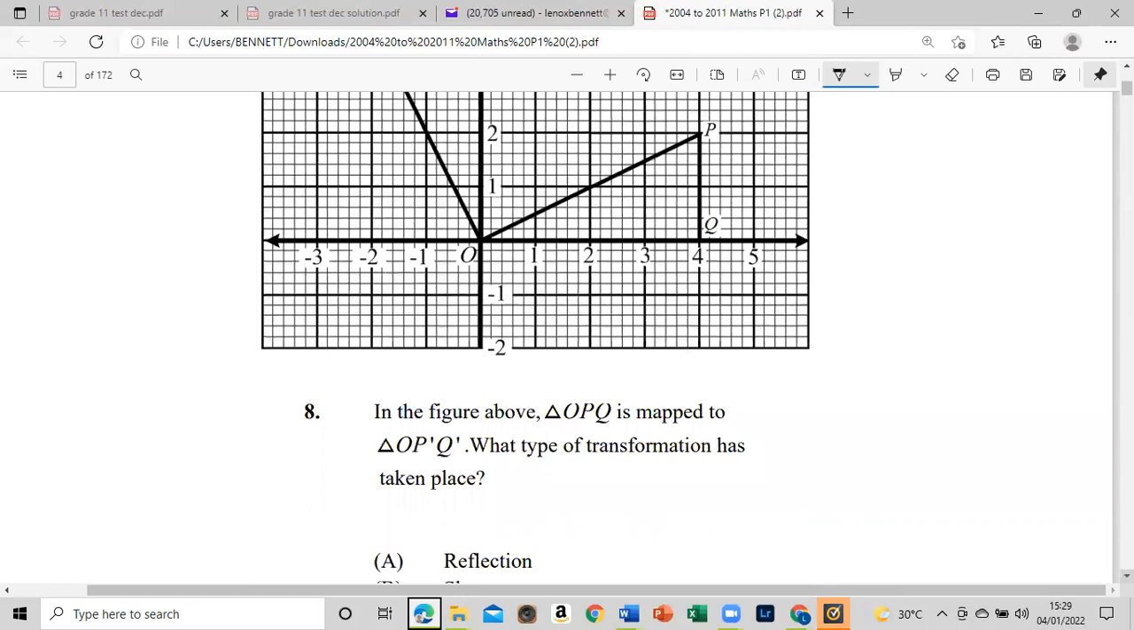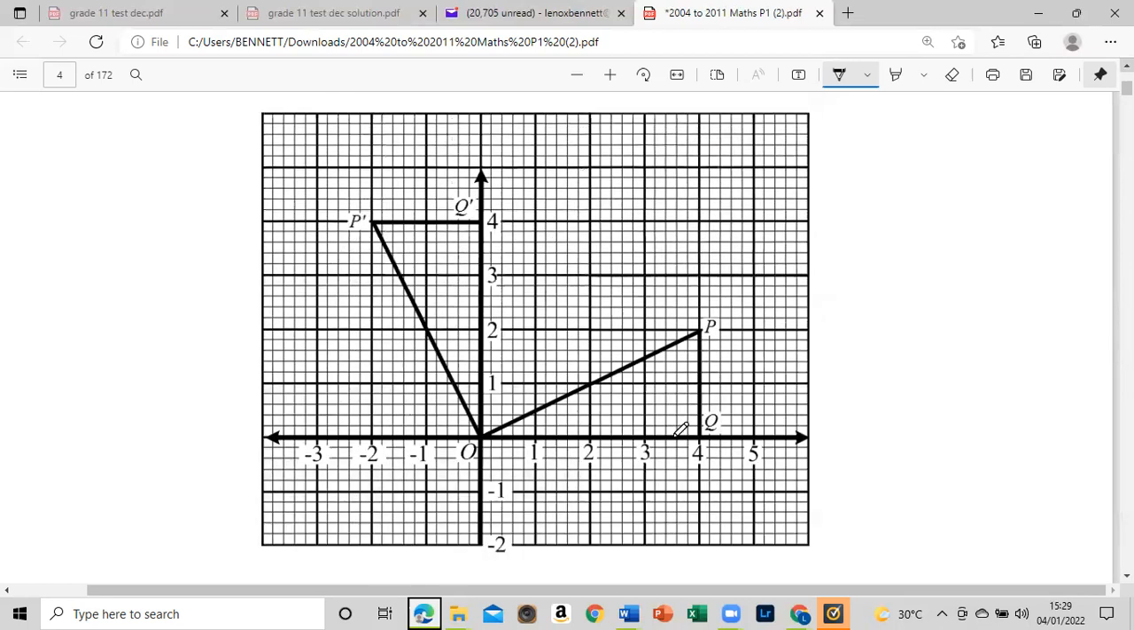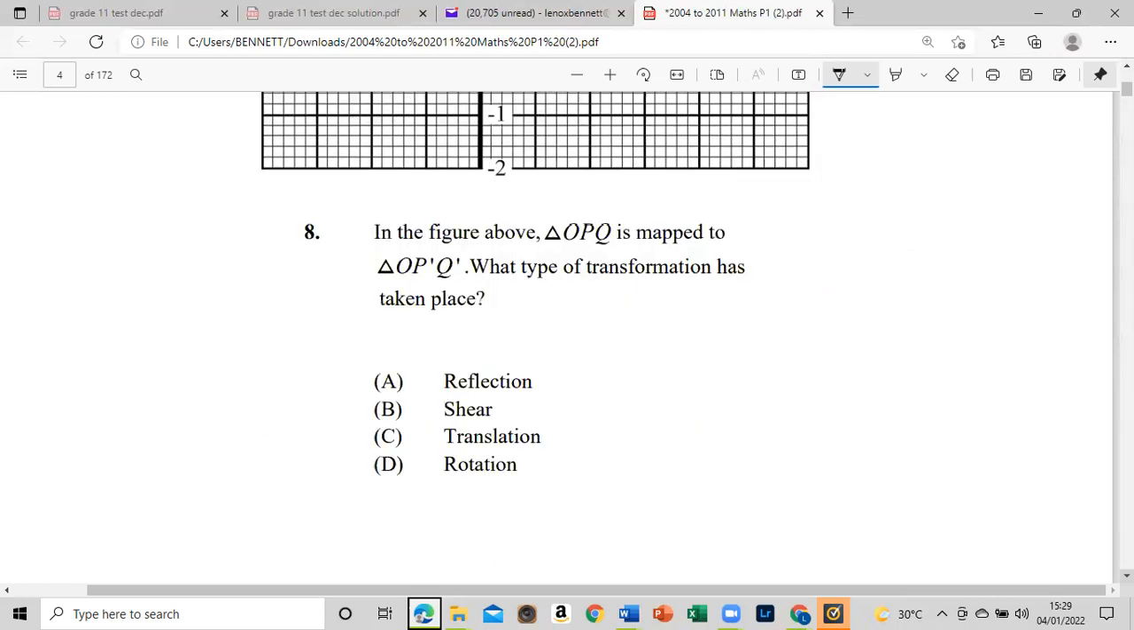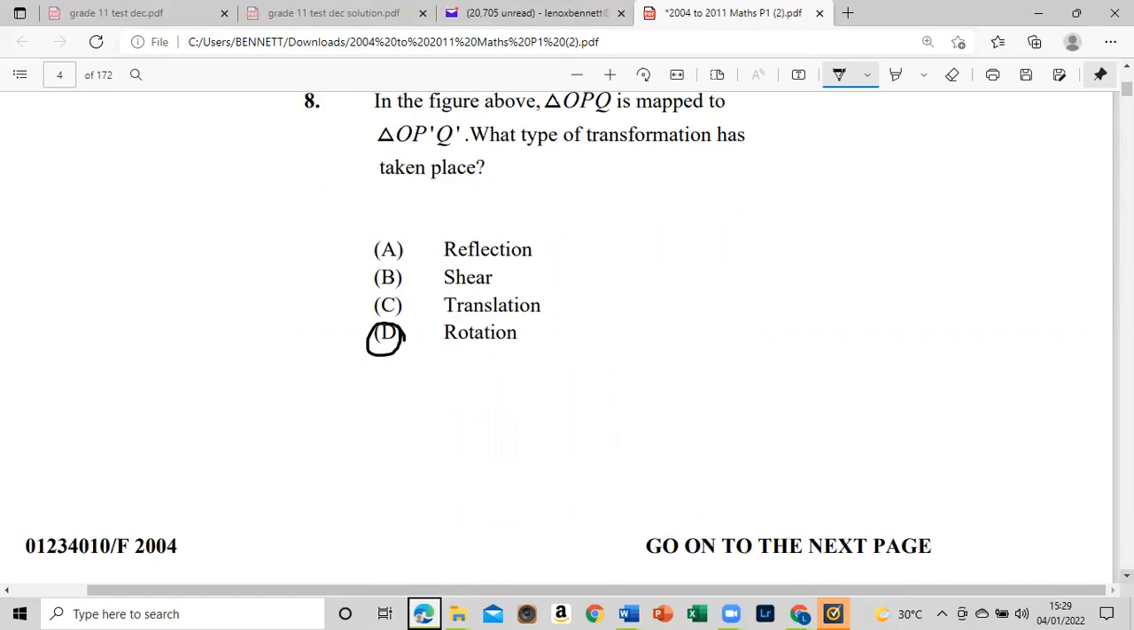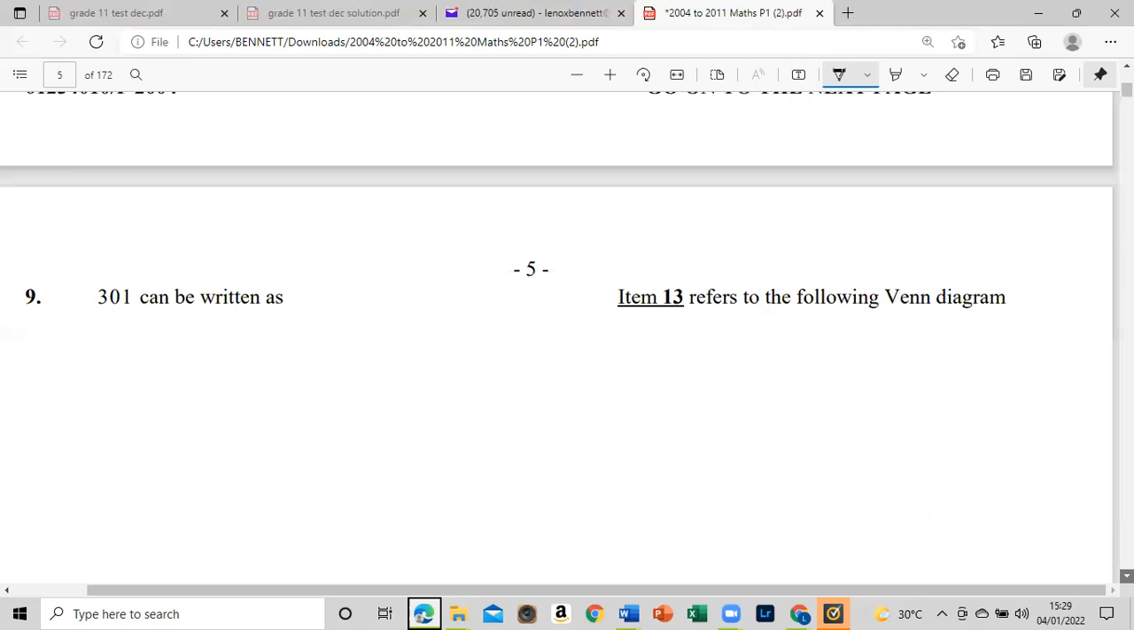All right. In the figure above, P is mapped onto that. Which type of transformation has taken place? So we now have to define the transformation. From P to this, obviously we can see it's a rotation, right? It can be a reflection, can be a shear, can be a translation. With translation, it doesn't change. Shear is not a part of the syllabus.